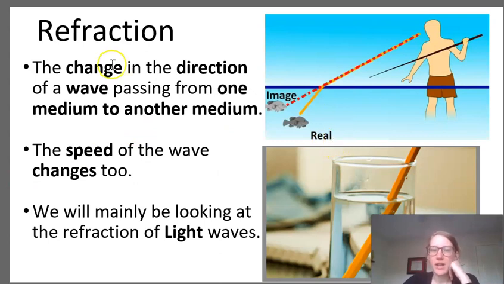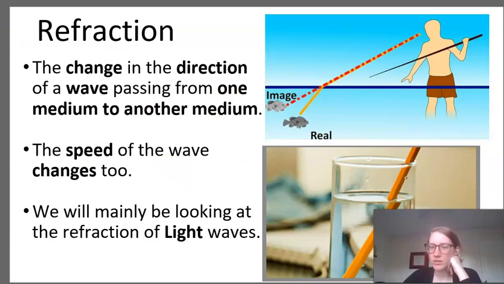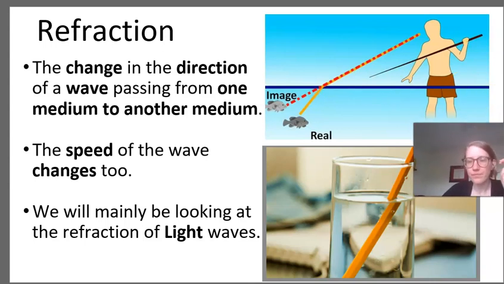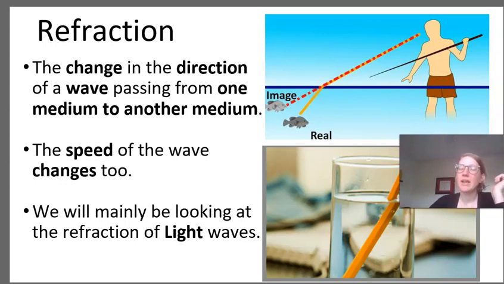So refraction. Again, change in direction of a wave passing from one medium to another. And here we go. Here's the pencil right here. Pencil trick. The speed of the wave actually changes too. So light, unlike sound, sound travels faster and faster the more dense the medium is. So, you know, sound through metal is going to be like 5,000 meters per second, depending on the metal. We all remember that from our musical instrument project. And then sound through air is much slower, and sound through vacuum doesn't even exist. But light acts differently from that.